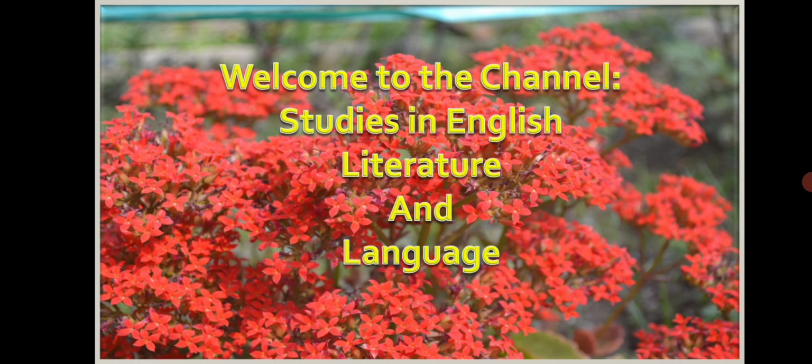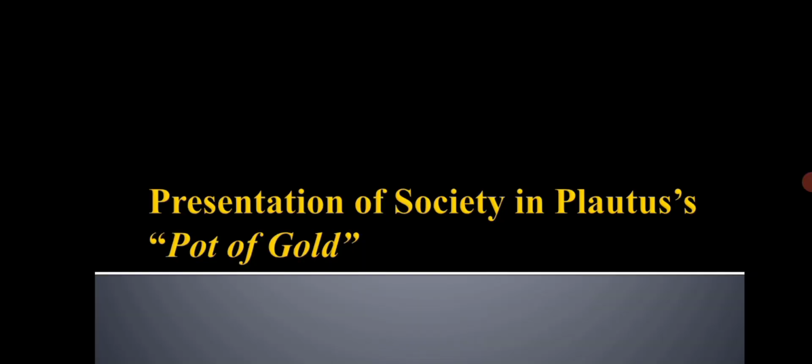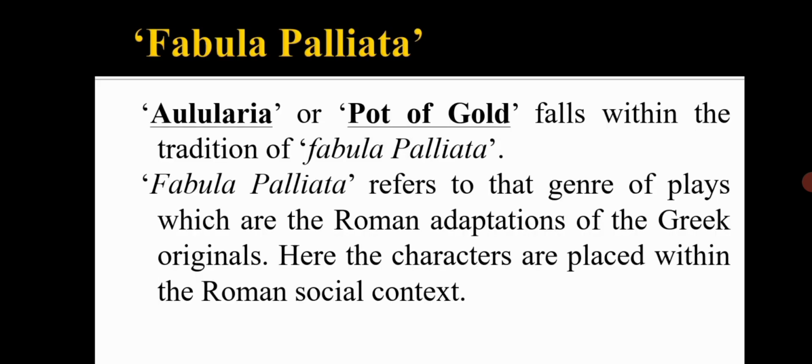Hope you are all well, and today I am beginning my discussion on the topic presentation of Roman society in Plautus's Pot of Gold. At first, I shall locate Pot of Gold within a particular genre. And what is the name of that genre? That genre is known as Fabula Palliata. And what is Fabula Palliata?